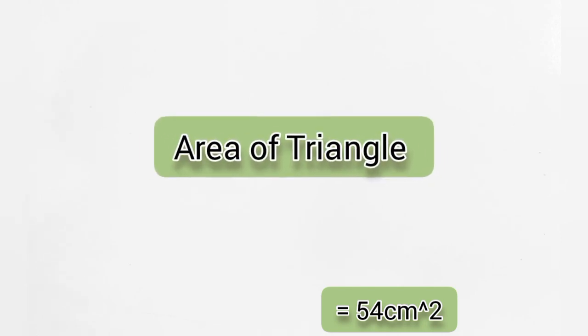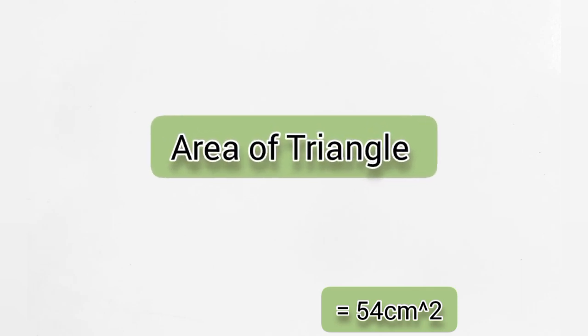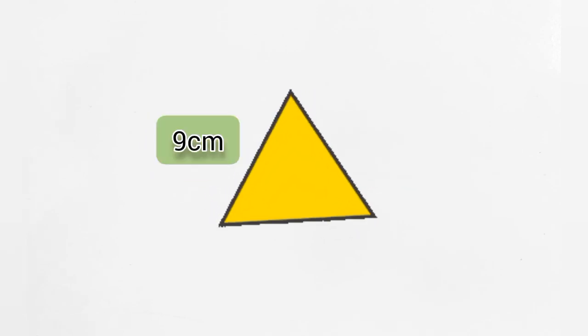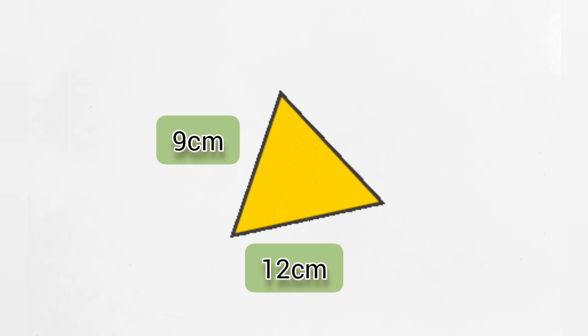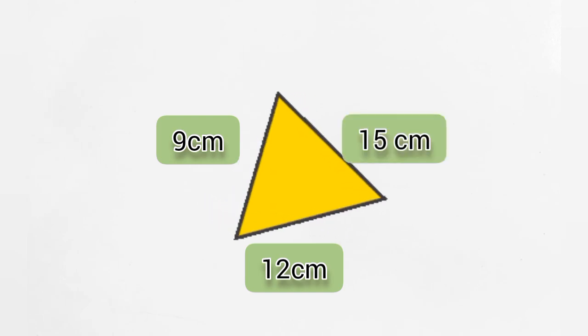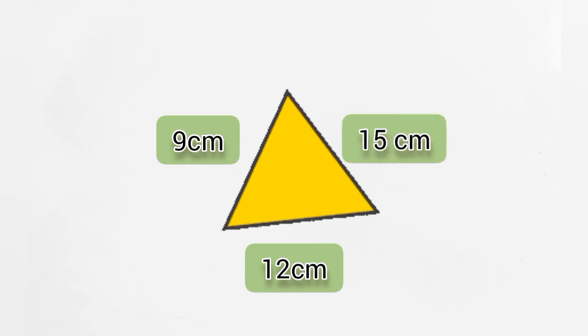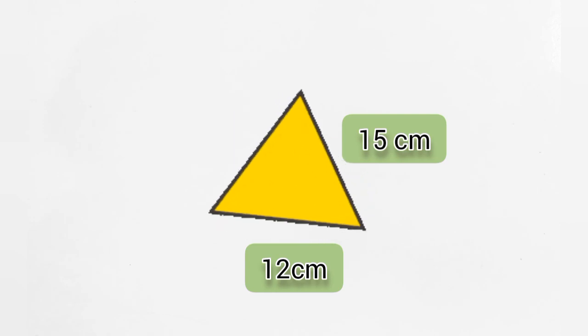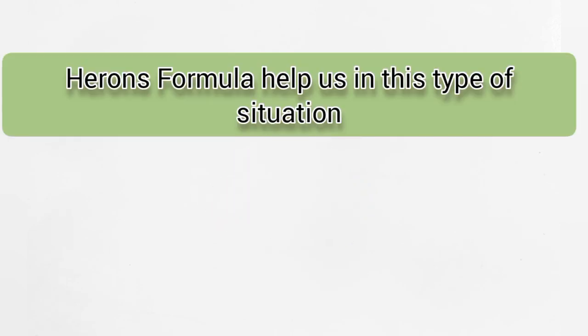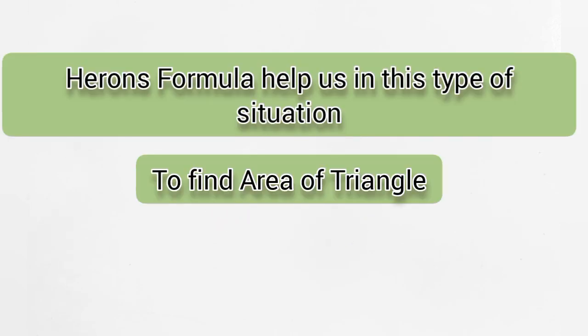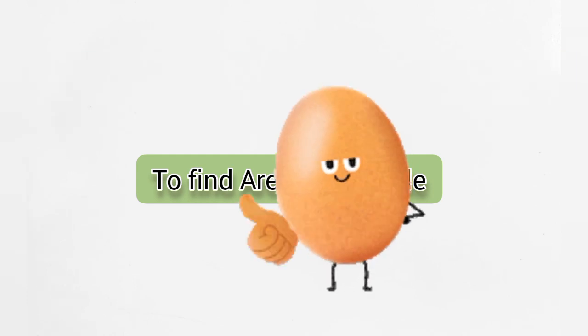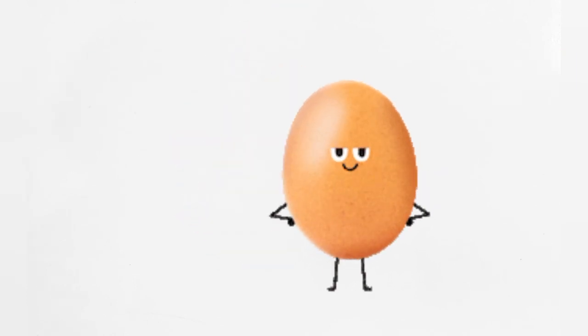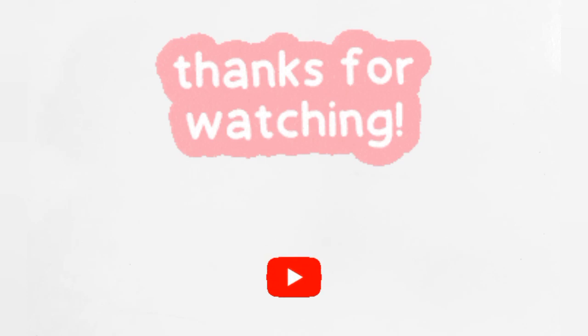So the area of the given triangle is 54 centimeter square, whose sides are 9 centimeter, 12 centimeter and 15 centimeter. There was an absence of height, but still by using Heron's formula we can find the area of any kind of triangle. Hope you understand where and how we can use Heron's formula.